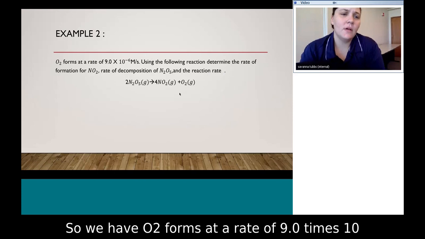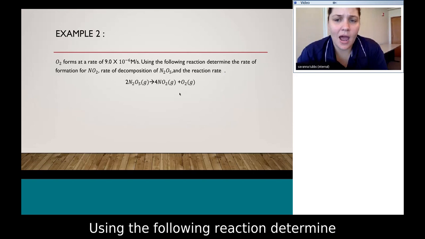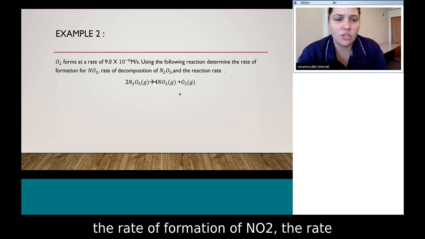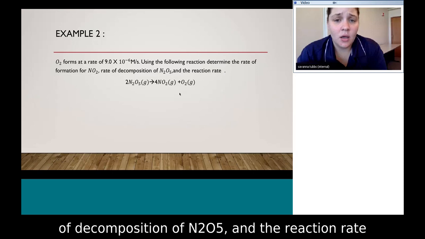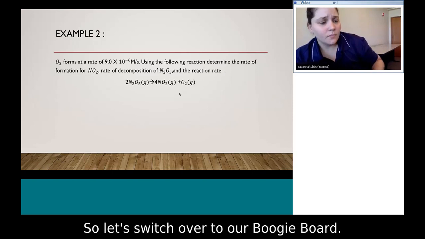So we have O2 forms at a rate of 9.0 times 10 to the negative 6 molar per second. Using the following reaction, determine the rate of formation of NO2, the rate of decomposition of N2O5, and the reaction rate for the following reaction. So let's switch over to our boogie board.